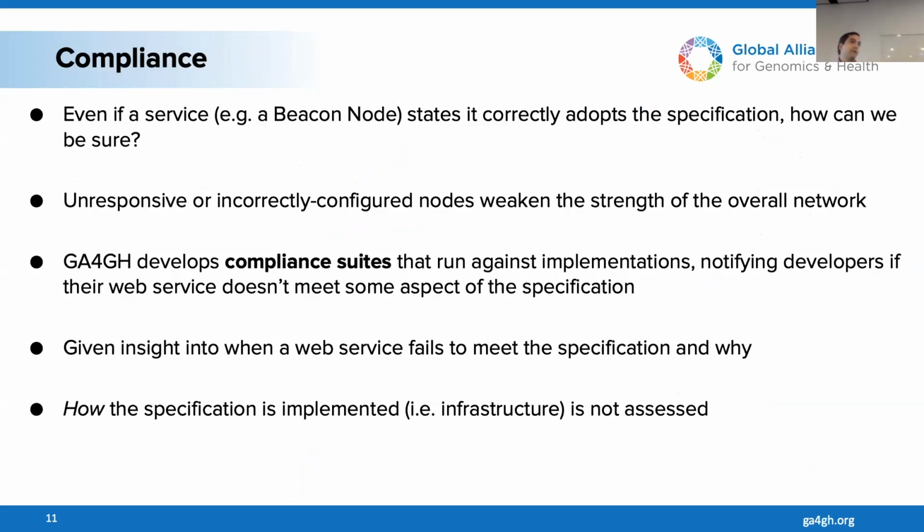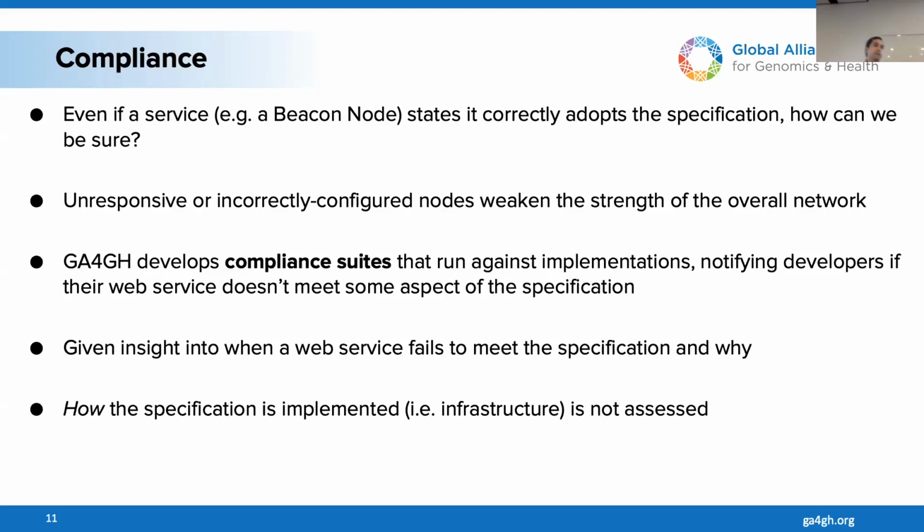Going from there, we have a bunch of beacon nodes, but one of the challenges that we face with the GA4GH is, even if a node is saying that it correctly adopts the specification, how can we be sure that it is correct? If someone says, "I'm a refget server," or "I'm an htsget implementation," how do we know that the methods they're implementing are correct and work according to the specification that we've written originally?